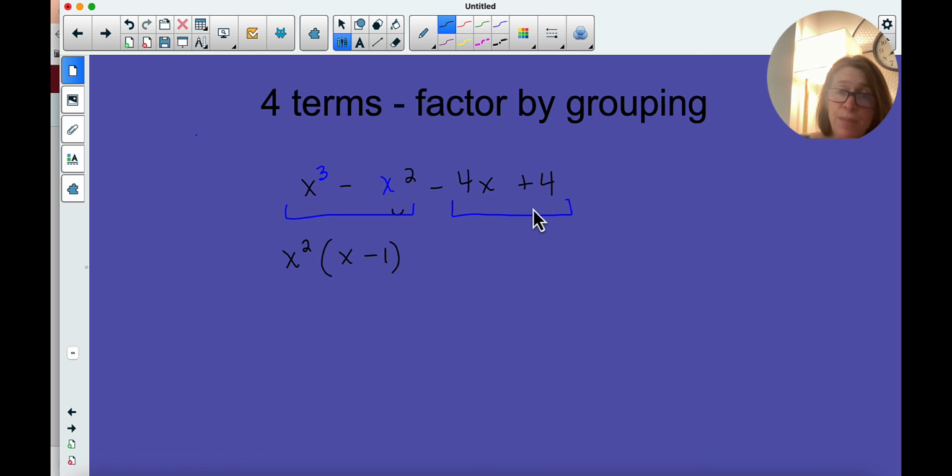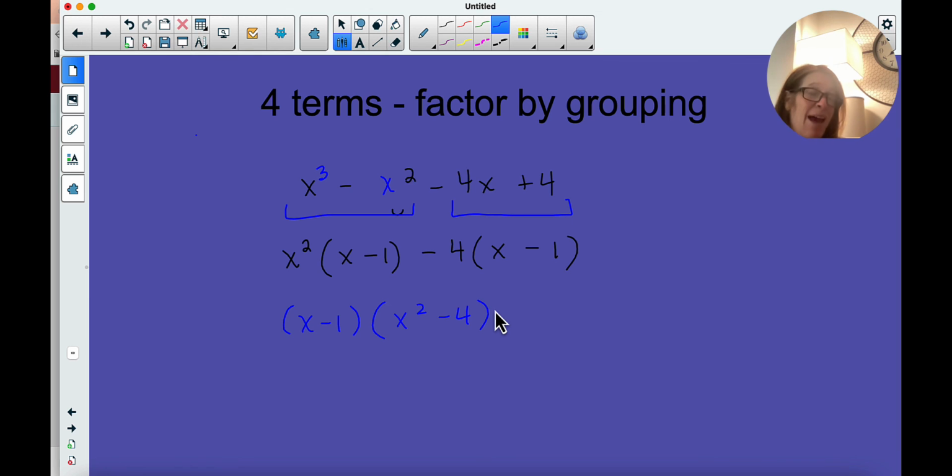In the other group, I have a greatest common factor of 4, but I need it to get an x minus 1, so I actually have to take out a negative 4. So when I do that, I'm left with x minus 1. All right, my binomials are the same, x minus 1 and x minus 1, so that's my greatest common factor. And I'm left with x squared minus 4.